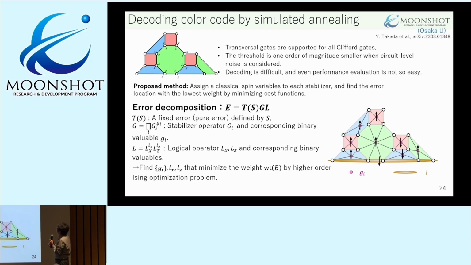But one obstacle here is the difficulty in decoding. So this makes even a performance evaluation not so easy. So the Osaka group proposed a new decoder based on the reduction to a well-known numerical optimization algorithm. If we replace each of the stabilizer operators by a classical spin, then finding an error pattern with a minimum error weight can be shown to be equivalent to a higher-order Ising problem. So we can use simulated annealing to decode the color code.